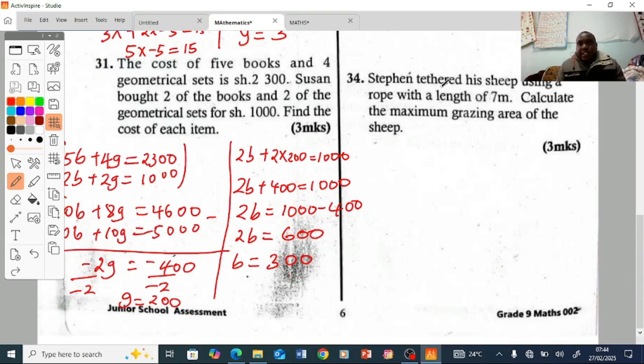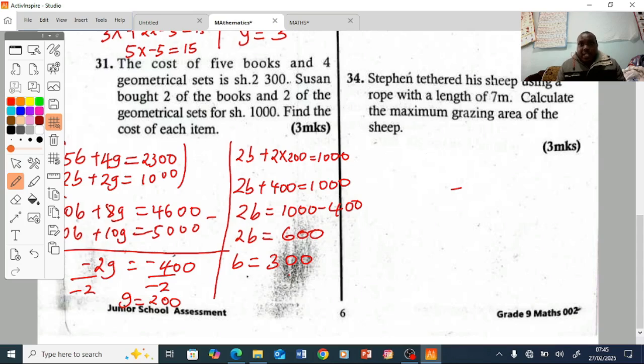Steven, the third is a sheep tied using a rope, 7 meters. Calculate the maximum grazing area of the sheep, the maximum area. So 7 is the length, that is the radius, and it's going to form a circle. Therefore, it's like we are calculating the area of a circle.